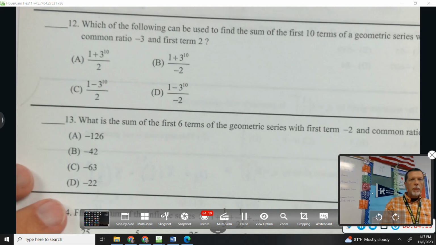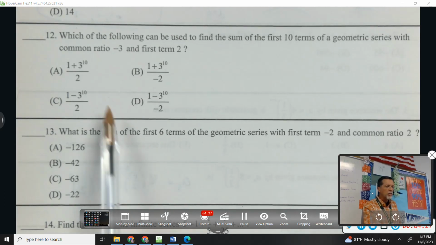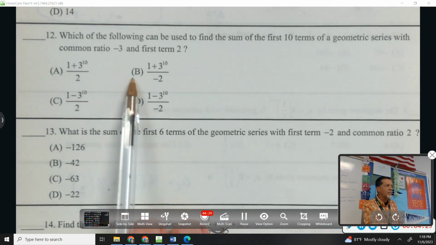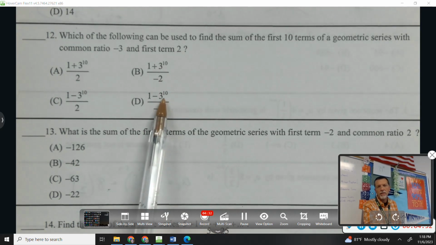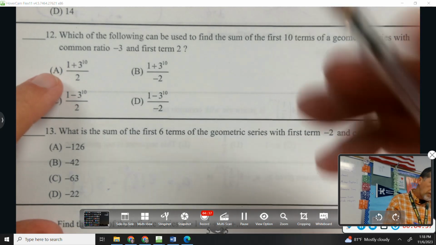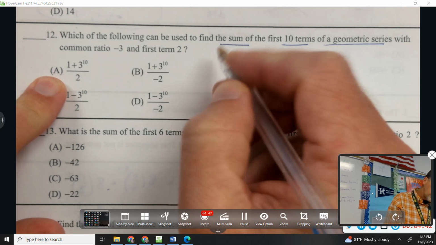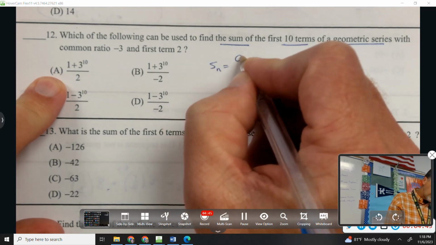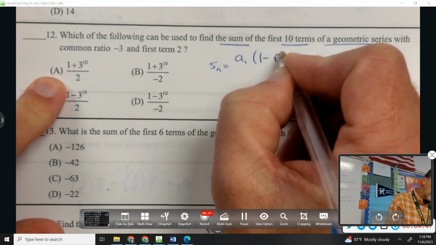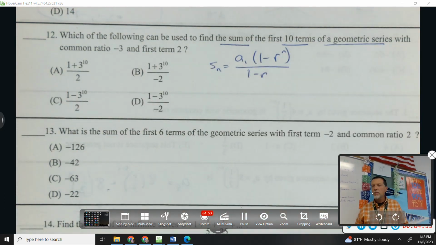Number 12. All right, the whole test is without a calculator, and so to be able to test some of the big things or big numbers, we can give answers that look like this, where you don't actually figure out what 3 to the 10th is. We'll just leave it unsimplified. All right, sum of a geometric series, 10 terms, so that's a1 times 1 minus r to the n over 1 minus r. That's my geometric sum, but a finite sum, not an infinite sum.